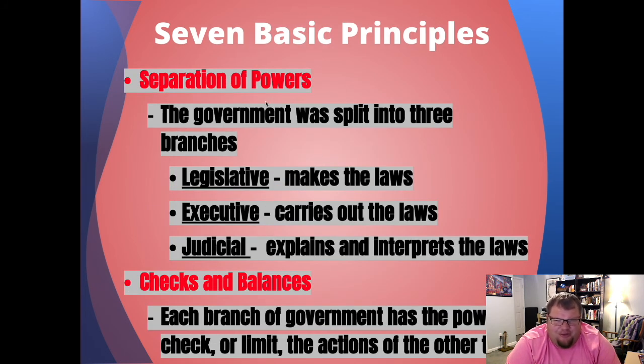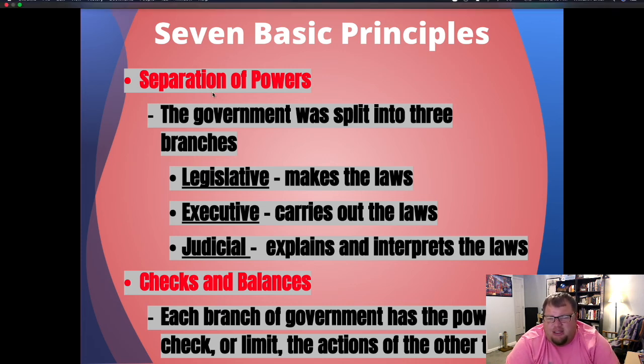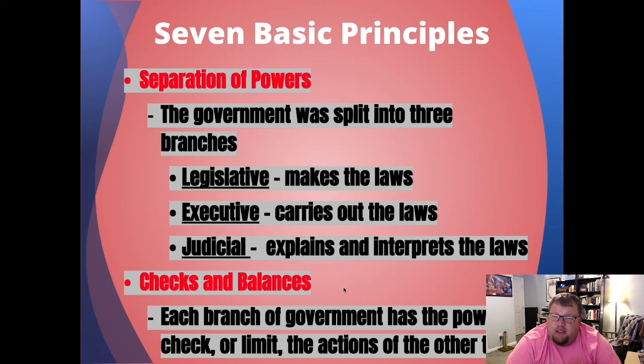Separation of powers, checks and balances. It really goes back to Montesquieu's ideas. It says government is split between 3 parts. There's your legislative branch that makes the laws, executive branch that carries out and enforces the laws, and judicial is what explains and interprets the laws in the realm of the United States. And checks and balances, where each branch has no more power than the other branch. So they're all equal branches.